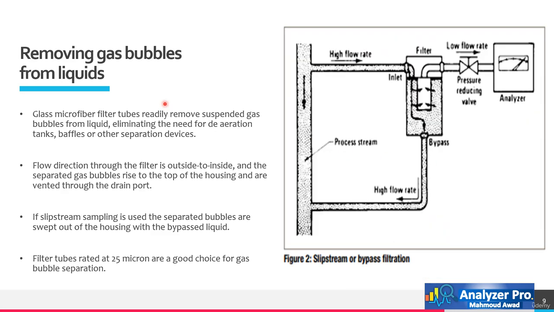Also, for liquid samples, filters can be used to remove suspended gas bubbles from liquid, eliminating the need for deaeration tanks, baffles or other separation devices. Flow direction through the filter is outside to inside, and the separated gas bubbles rise to the top of the housing and are vented through the drain port. If slipstream sampling is used, the separated bubbles are swept out of the housing with the bypassed liquid. Filter tubes rated at 25 micron are a good choice for gas bubble separation.